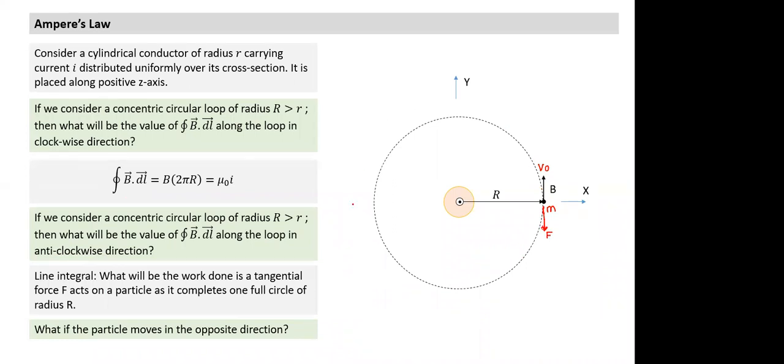When it completes one full circular motion, if the force is always acting tangentially and its magnitude is constant, then the work done will be negative. In this particular case, the force is acting in the opposite direction, so the line integral of force along the circular path will be equal to the work done, which will be minus F into 2 pi r. In that case, work done will be negative and the object will lose kinetic energy. So this is line integral. We can go both ways; the direction we traverse also matters for the line integral.